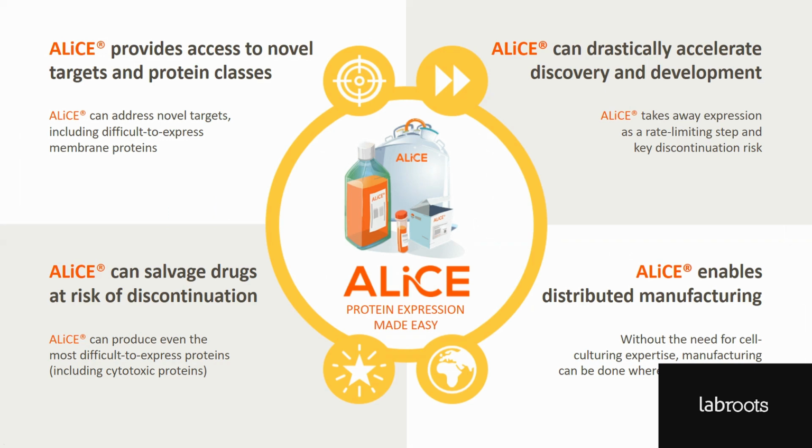So finally, the key take-home message here is that we have the ALiCE system, which can provide access to novel targets and protein classes, these difficult-to-express proteins with complex disulfide bonding and N-glycosylation, for which you need the eukaryotic system. It's a very fast system, so the idea is to speed up the research and development pipelines from years for new drug modalities to potentially months.